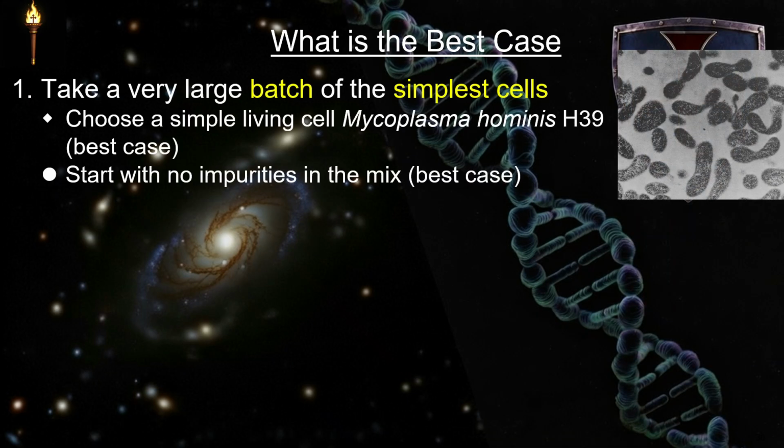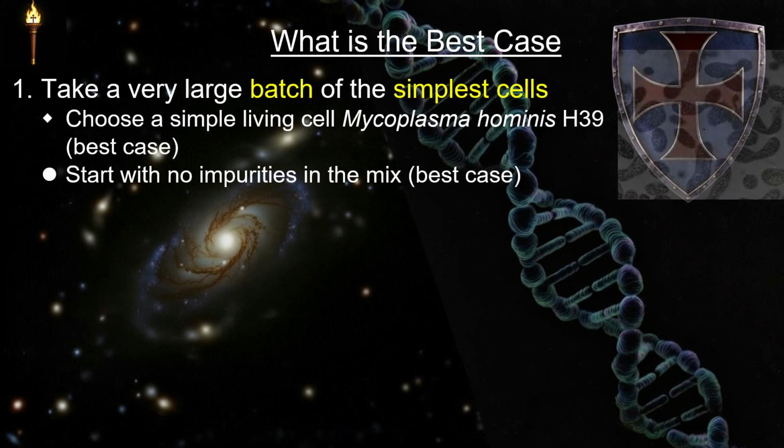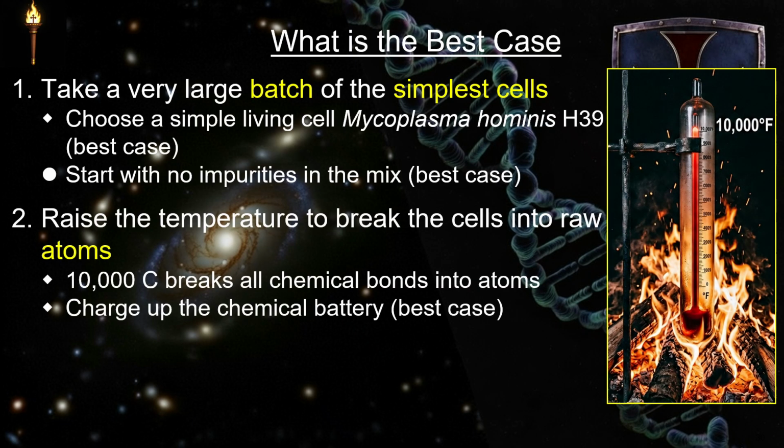So what is the best case? Let's take a very large batch of the simplest cells. In this case, we choose a living cell, Mycoplasma hominis, H39. The best case here is that it's a simple cell. You start with no impurities in the mix. You have no chemicals that might affect negatively any sort of reaction. You raise the temperature of those cells to break the cells into their raw atoms. For example, raise it to 10,000 degrees Celsius to break all the chemical bonds into the atoms. So the atoms are just high in kinetic energy, they're bouncing around.